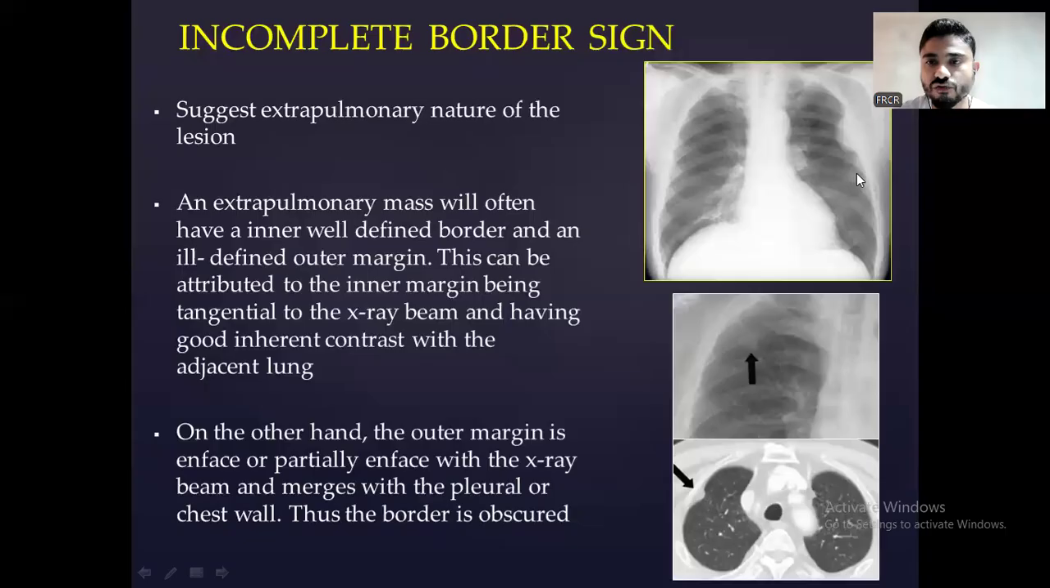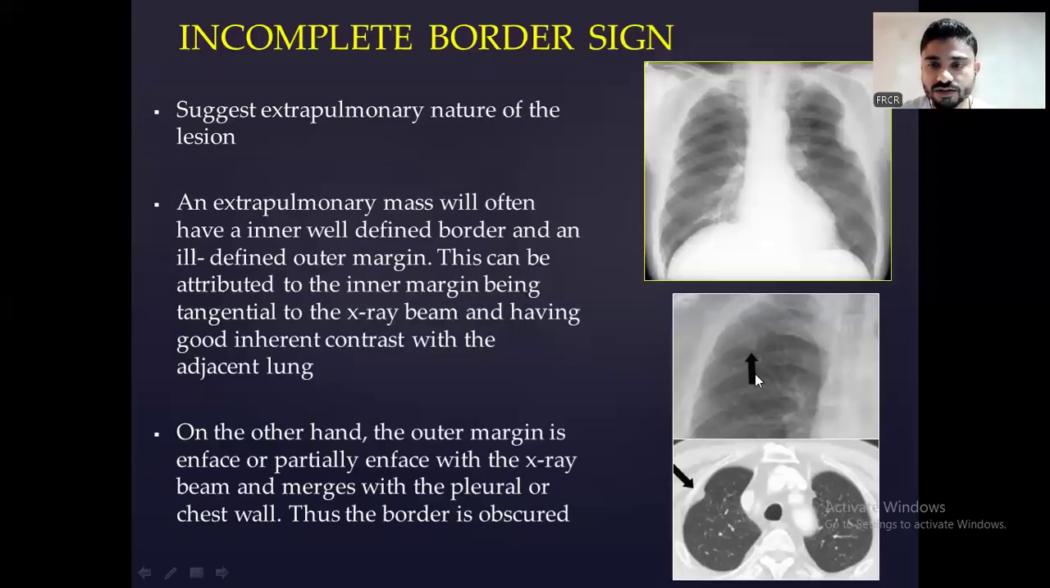Now, this is very straightforward. Even a first-year resident can tell that this is of extrapulmonary nature, because this is forming an obtuse angle with the lung parenchyma. But sometimes such lesions will not be situated at the border of the chest wall, and you will have this kind of appearance of the incomplete border sign, indicating the extrapulmonary nature of the lesion. So here, as you can see, the upper border is not very well visualized. The lower border is well visualized on this radiograph.